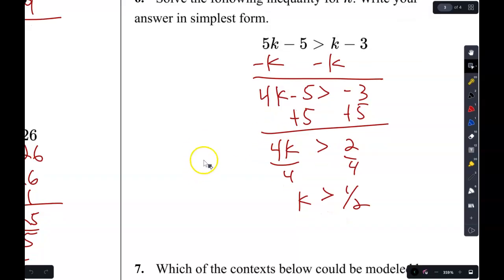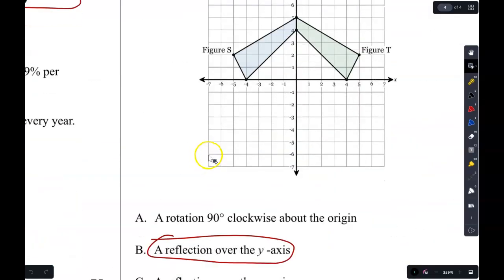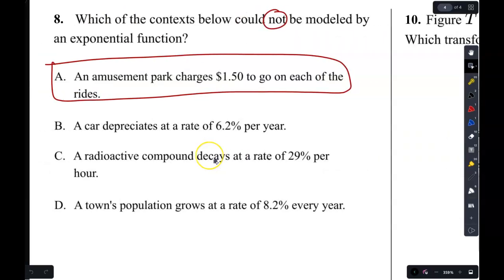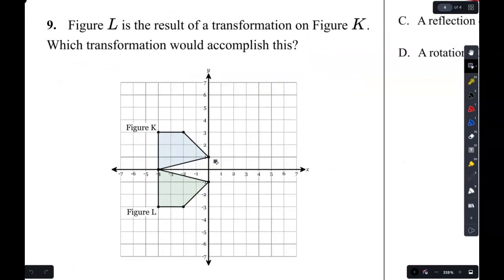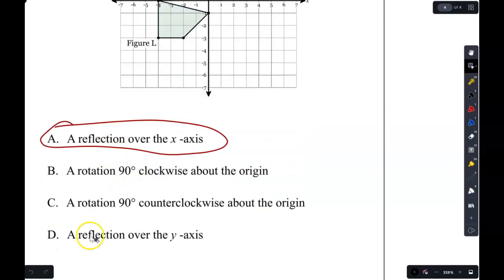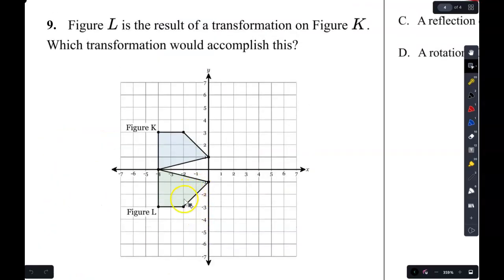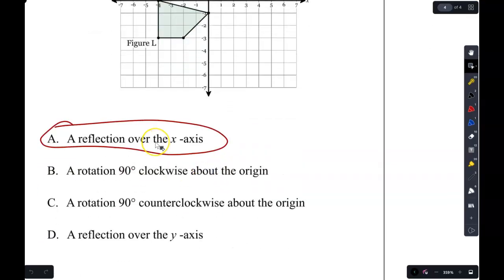All right, let's take a look at a couple more problems here. All right, here we're dealing with transformations. And here it says figure L is the result of a transformation of figure K. Which transformation would accomplish this? So you're going from L to K. So we're flipping. So that's going to be a reflection. We got two reflections, over the x-axis or the y-axis. Because it's going over this, it's going to be the x-axis.